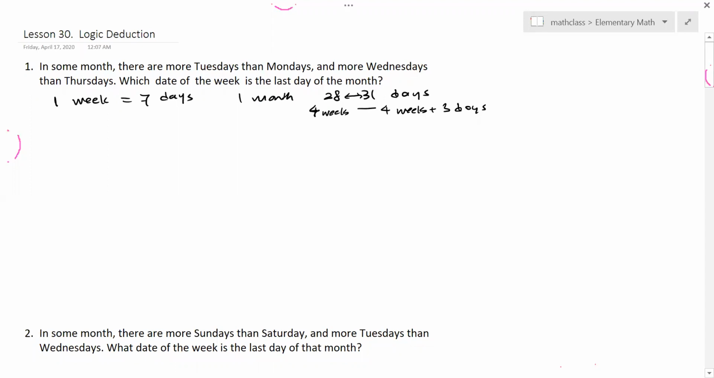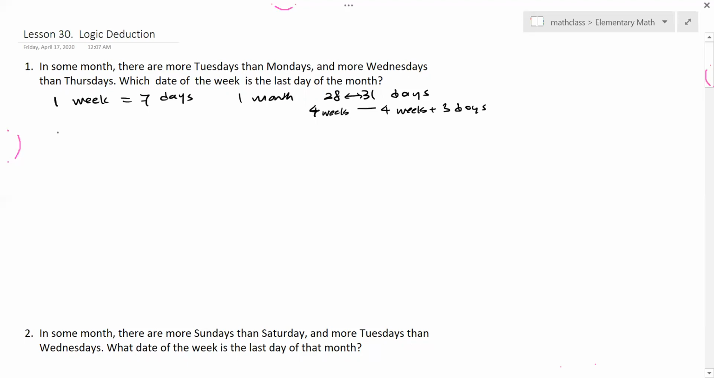So when we say, think about that. Every month there are at least 4 Mondays, 4 Tuesdays, 4 Thursdays, 4 Wednesdays, but at the most only 5 Wednesdays or 5 Tuesdays, for example, right? So when I say there are more Tuesdays than Mondays, you conclude that there are only 4 Mondays but 5 Tuesdays. Based on the information you get, there are 4 Mondays.